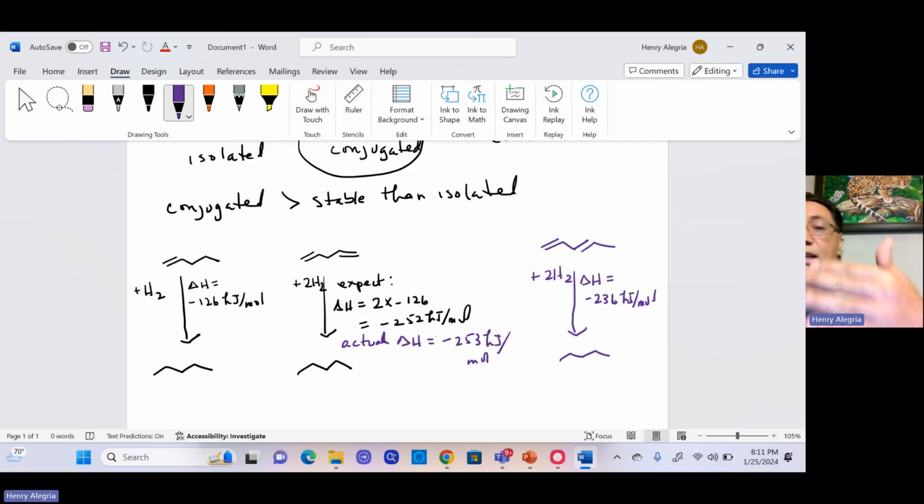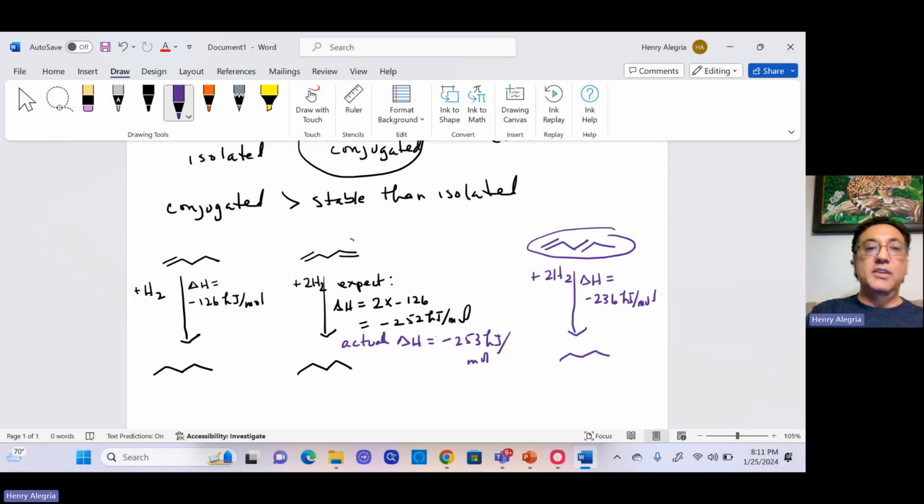So if you end up getting less energy when you do this hydrogenation of the 2 conjugated double bonds, that means that this must have been lower in energy than that. You end up at the same energy point, the pentane. So if you give off less with a conjugated, it must have been lower in order to give off less.